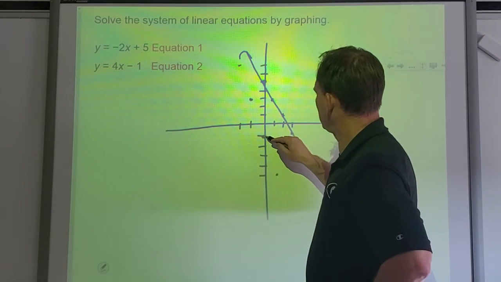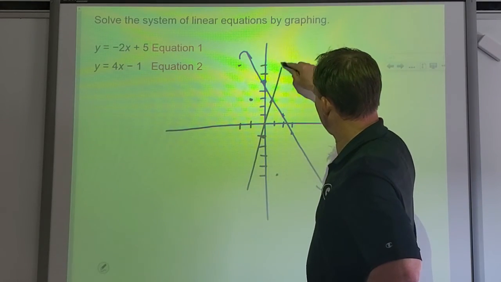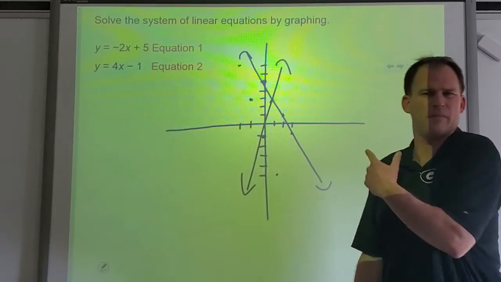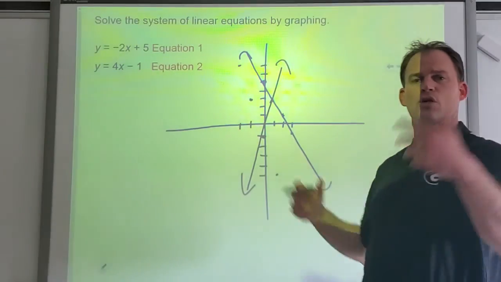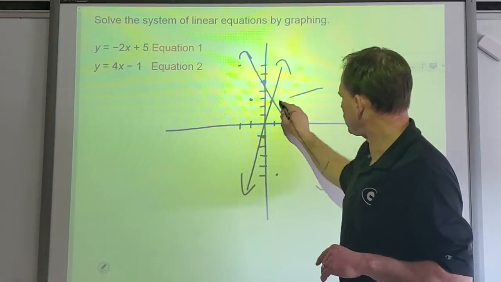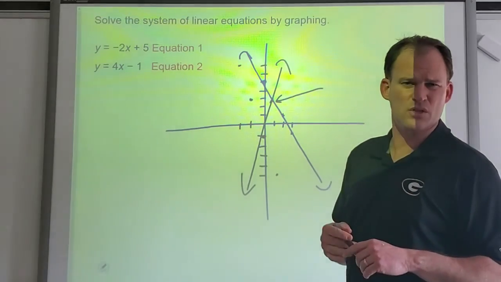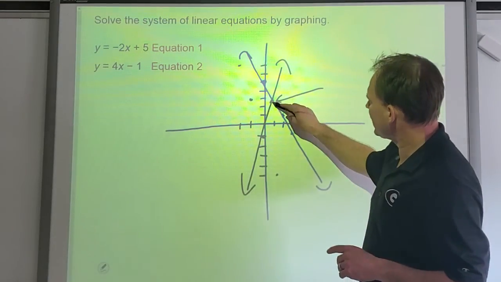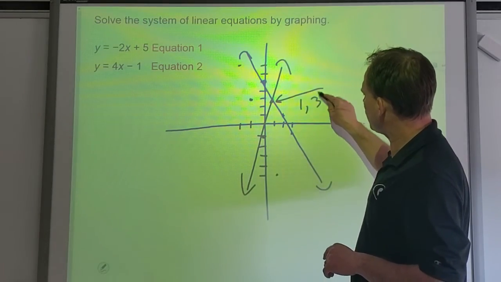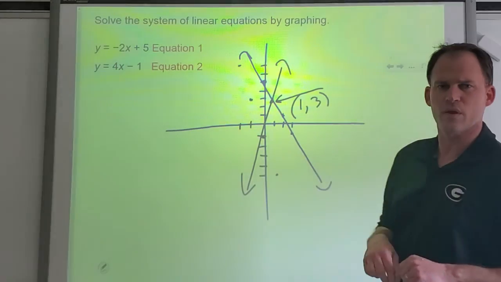Sorry, I had my slope the wrong way. So, where do these two cross? By looking at the graph, can you tell me where these two cross? Well, they cross right there. My graph's a little sloppy, a little hard to read. When you're on Big Ideas, it'll be a lot easier. So I can see right there, 1, 3 is the point where the two lines cross.